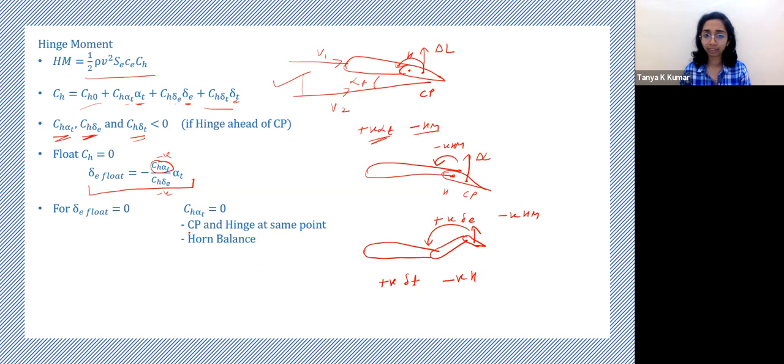So one way is to have your center of pressure and hinge at the same point. So you make sure that you hinge the elevator at the center of pressure of the elevator. That way, even if there is a lift, since CP and H are in the same position, there is no moment created. Okay, that is one method. Another thing is called horn balance. What is horn balance? Does anybody have an idea?